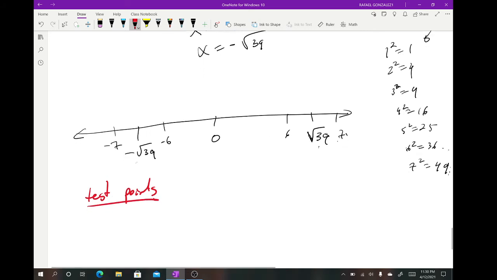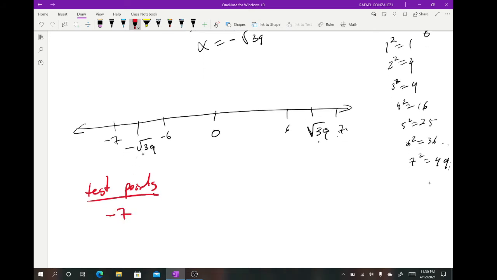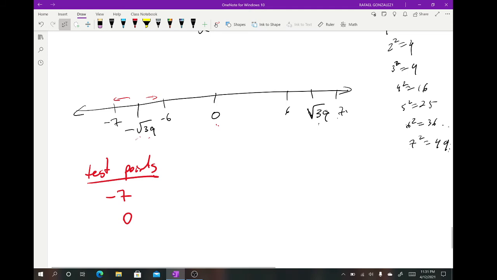I am going to test for -7 because that's to the left of negative radical 39. So you always pick a number to the left of the critical value and a number to the right of the critical value, always. Now what number is to the right of negative radical 39? Well, I'm going to pick one simple number, which is 0. Why? Because 0 is between both of these numbers. There's no other critical value between them. So I could just pick 0 for both of them. And then I'll pick 7 again on the other side. This will make my life much easier because I only care now about which sign the derivative is.